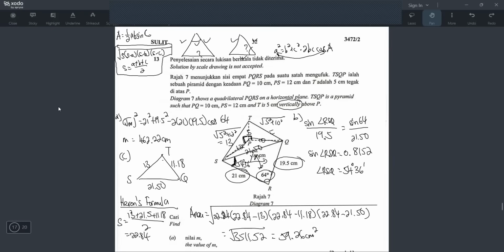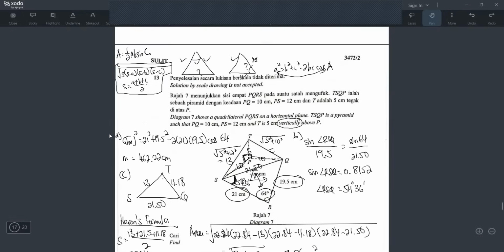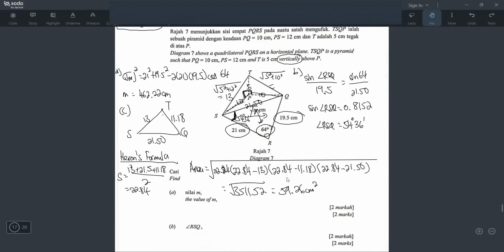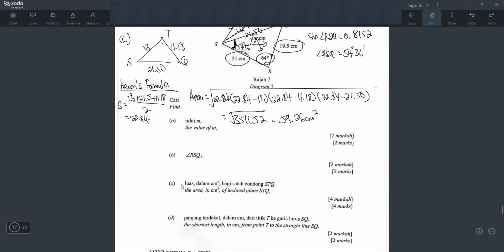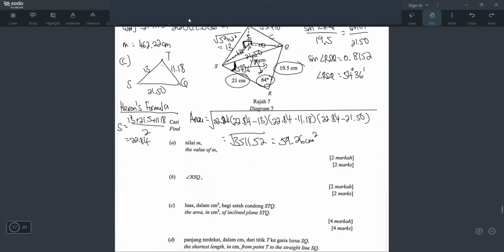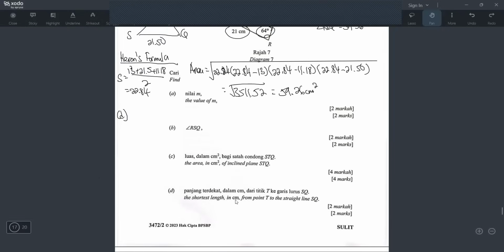Okay, but if you do it the other method, which is you use cosine rule to find the angle in between, and then use the 1/2 AB sin C formula, you will get the same answer. You will get the same answer, right? So that works too. Okay, what else do they want? So C, they want area of inclined plane. This is the answer, right? So now for my last part, they want to find D, right? So D is what? Okay, find the shortest length in cm from T to SQ.